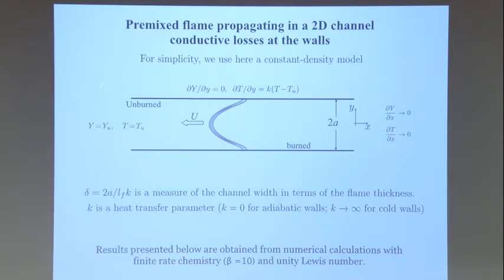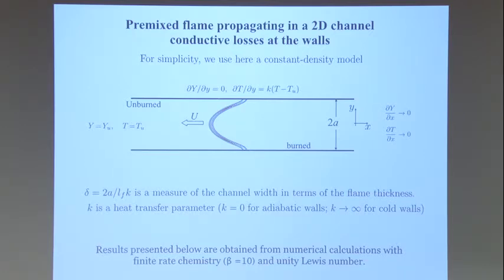And there is a parameter in this problem, which I call delta, which is the channel width, 2a, divided by the flame thickness. So delta small will mean narrow channel, delta large, wider channel.